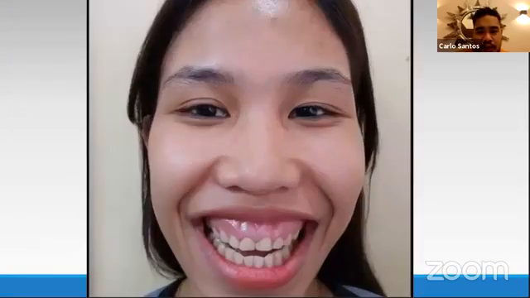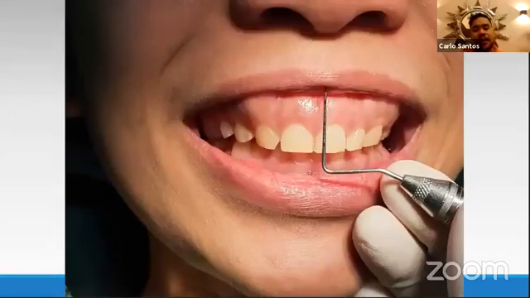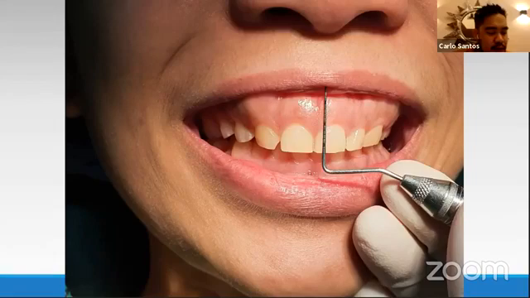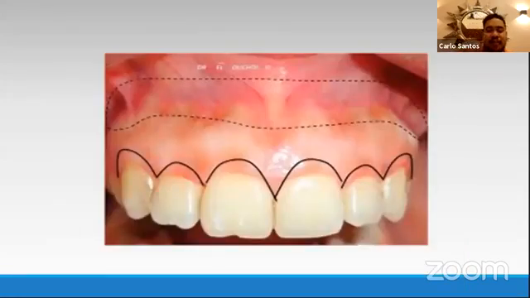Again, we measure the gingival show first. We first measure the gingival show. Remember I told you to pay attention to this diagram because we will be really using these landmarks in doing the lip repositioning procedure.